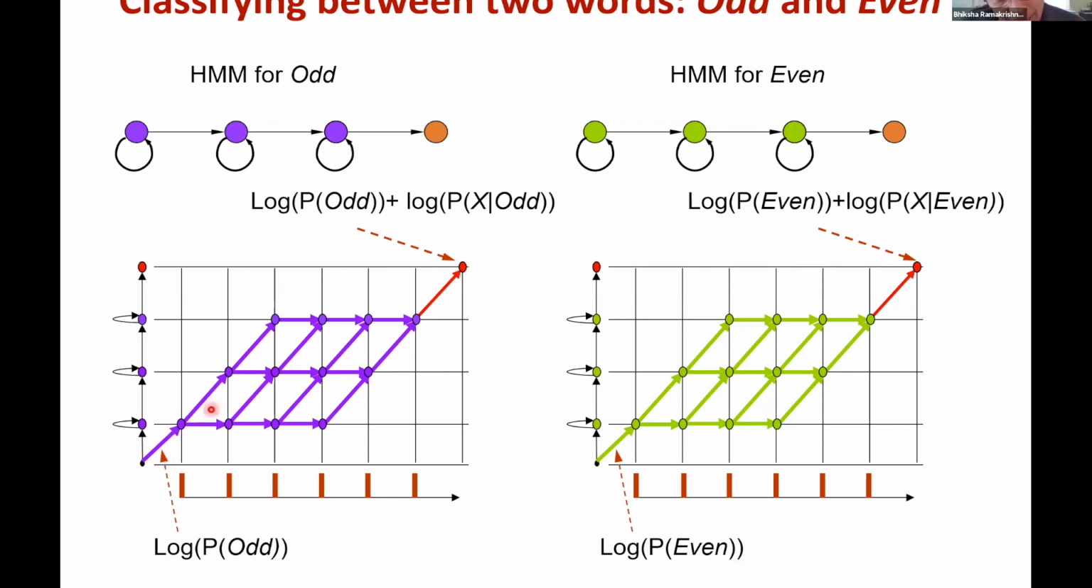And then I can find the best path through this guy. And that best path is going to have a score. I find the best path through this guy, and that best path is going to have a score. And I pick the word for which the cost is lowest or the score is highest, depending on how you look at it.